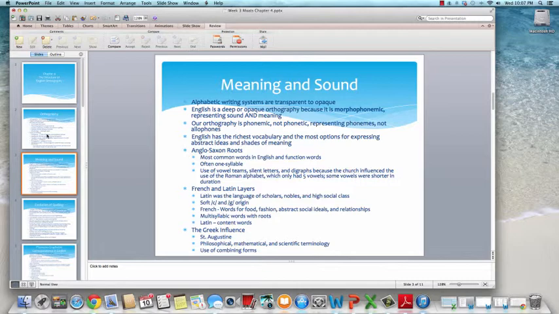So what are the histories of word origin that are influencing our English language? There are three major languages that influence modern English. The first is Anglo-Saxon roots. Anglo-Saxon was essentially Old English and Middle English that moved into modern English. This would be English as close as we can get to modern English. Most common words in English and function words are of Anglo-Saxon roots. They're very often one-syllable words, and they use a lot of vowel teams, silent letters, and digraphs because originally when they were speaking these words, the vowels were elongated. They were held longer in speech back in Old English.